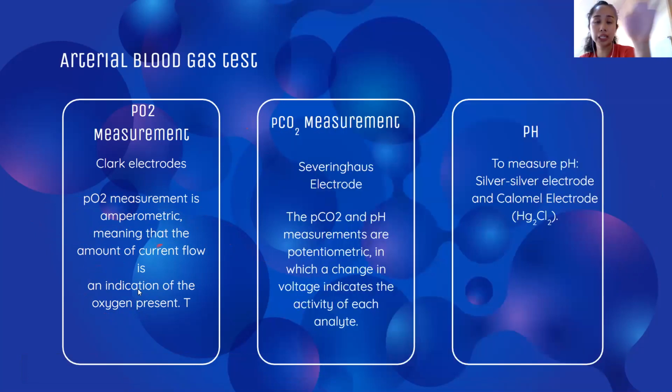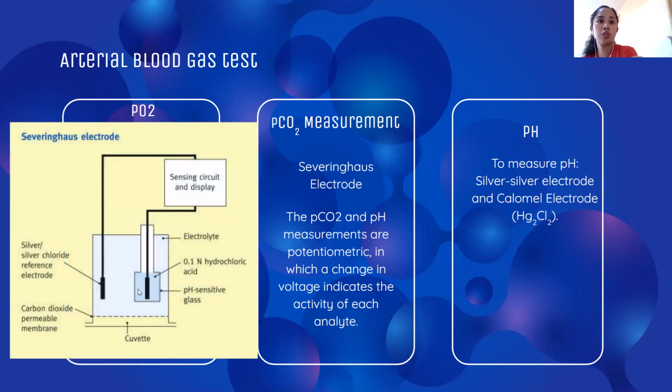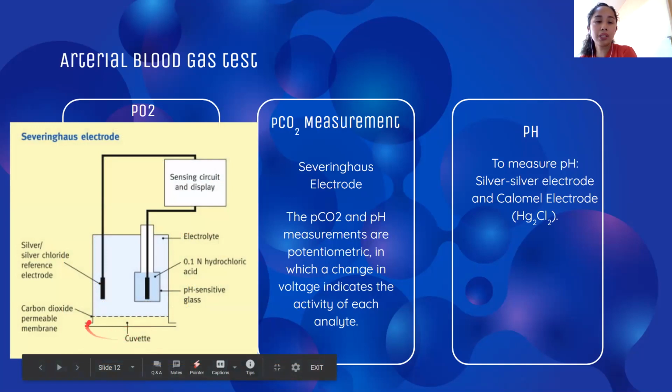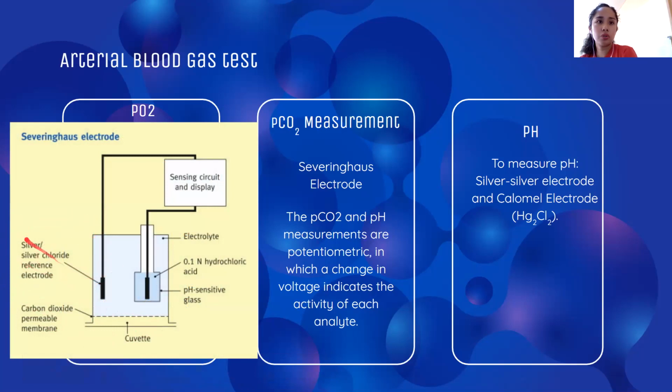I was double checking the spelling. Clark naman, walang E sa huli. Next, we have Severinghaus electrode for the measurement of carbon dioxide. Kung amperometric sa partial pressure of oxygen, sa PCO2 and pH class, it's potentiometric. So, it's not current flow, but voltage, class, the presence of voltage. So this is the cuvette where your blood is placed. This is where your carbon dioxide will enter. Meron tayong reference electrode.